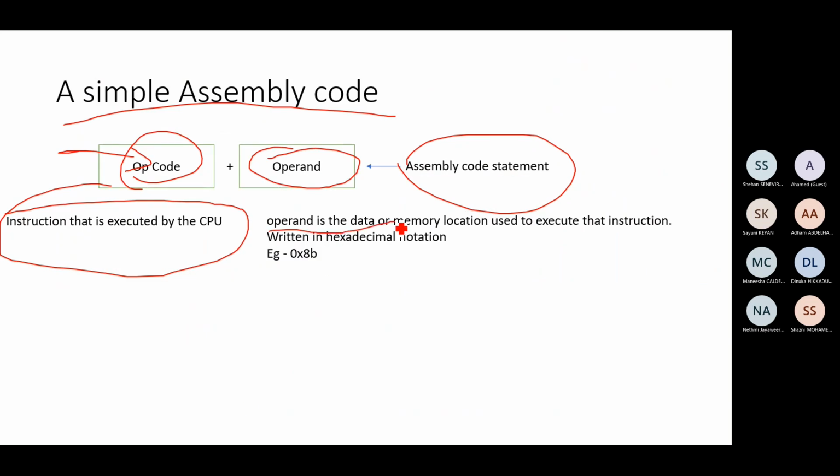Operand is the data or memory location used to execute that instruction, written in hexadecimal notation. I remember someone in your batch asked why we are learning hexadecimal, and is there any purpose? Now you can see there is a purpose, because these instructions are written in hexadecimal notation, so we should be able to understand where it is actually located.